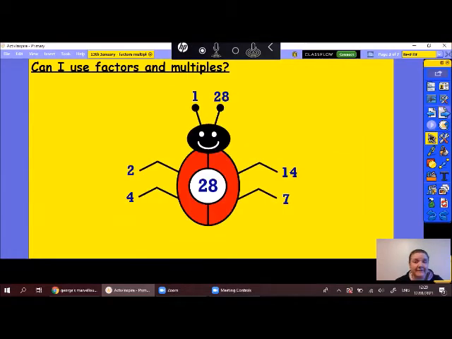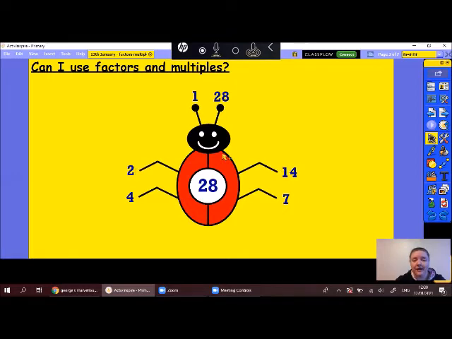Yesterday, I taught you how to make factor bugs. So this is the factor bug for 28, and it's just a fun way of showing factors of numbers. On the antennae at the top, we have 1 and 28. 1, remember, is a factor of every whole number. And 28 is itself, because if you had 28 objects, you could make one group of 28, or 28 groups of 1. The legs give us other factors.